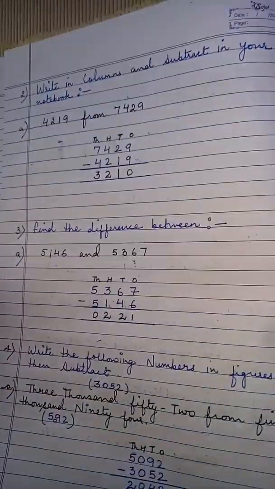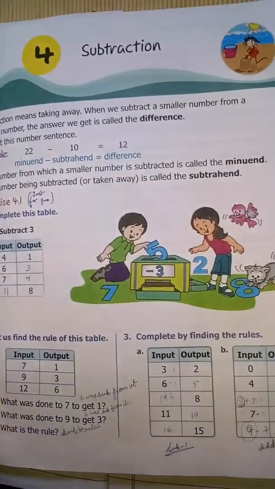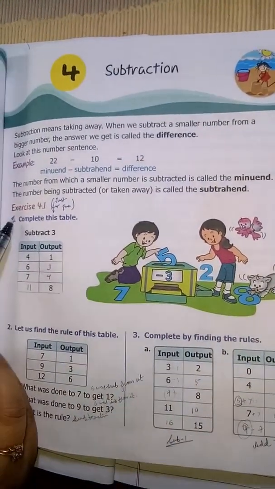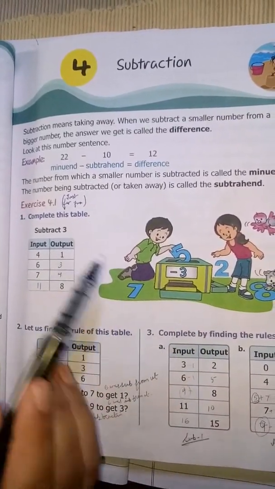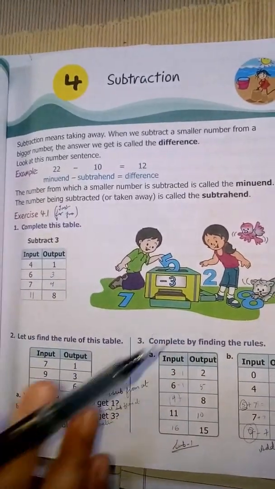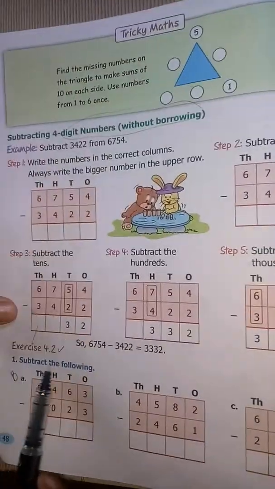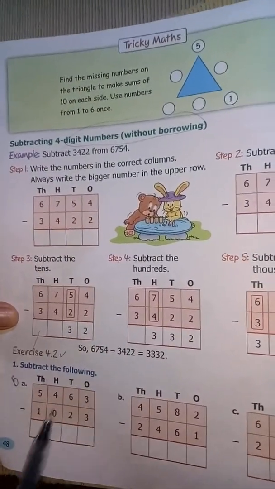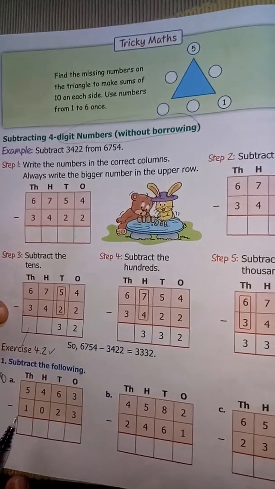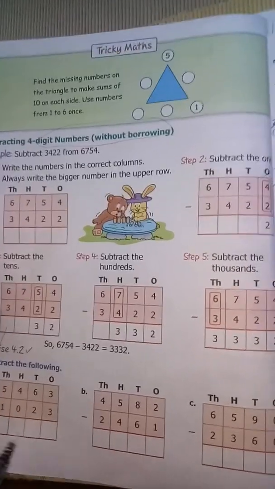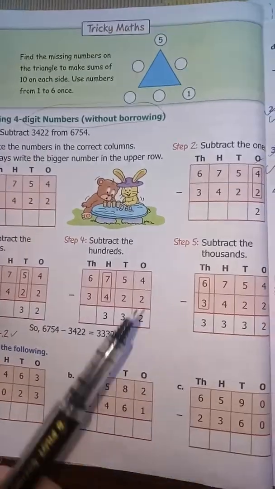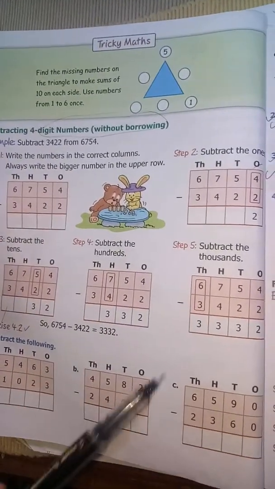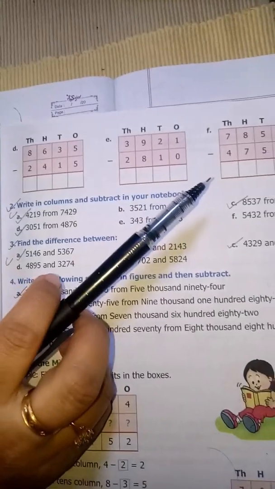Now children, this is exercise 4.1. Exercise 4.1 is just for fun. You all can do it yourself in the book itself. We'll start off with exercise 4.2. Children, exercise 4.2 is subtract the following. You will simply subtract the subtrahend from the minuend and you will write the difference here in the given boxes. You all will do A, B, C, D, E, F in the book itself.